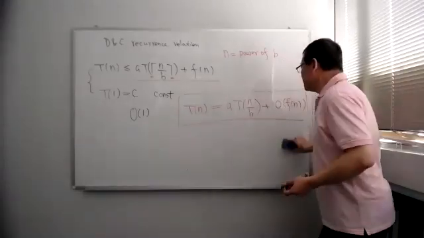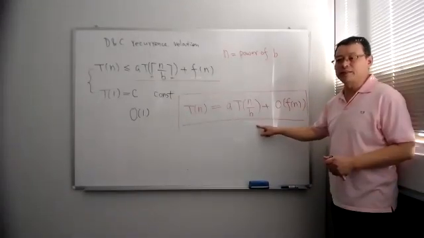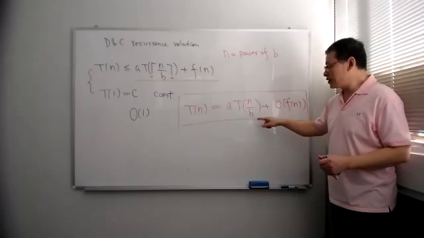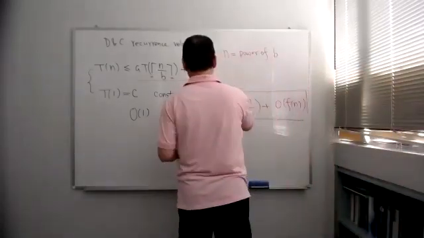All right. So what we need to deal with is to solve this recurrence relation in terms of big O notation. So solve this one in terms of big O notation. That's our goal.